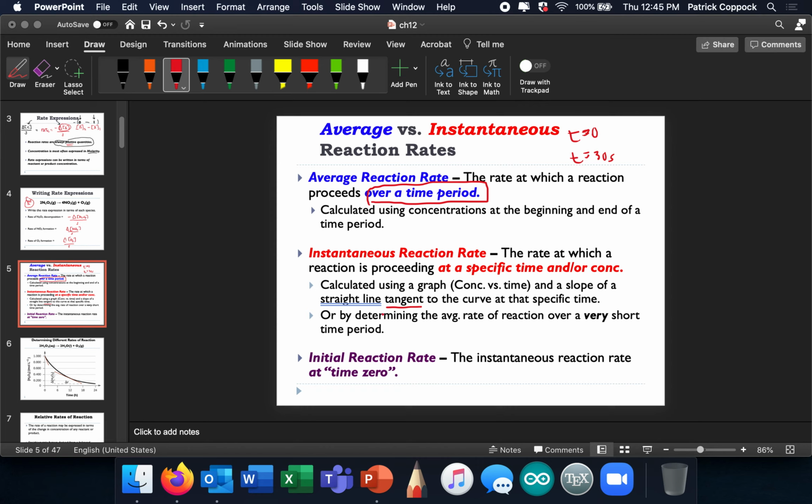And we can also determine the average reaction rate over a very, very short period of time, which, if it's short enough, we can call instantaneous. Okay, the initial reaction rate, of course, is the instantaneous reaction rate at time 0. So let's look at these in a graph.